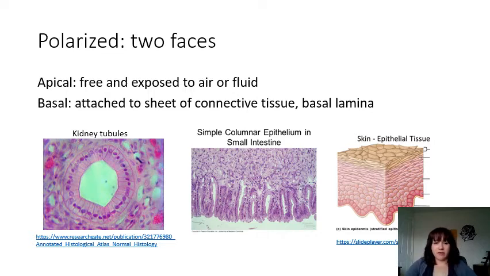The last example of a polarized epithelial tissue I'll show is the skin, right? And here we have many layers of cells. In these other examples, we had just a single layer of cells. In this epithelial tissue, you can see that there's multiple layers of epithelial cells. And the side that faces the air is going to be the apical side, and the side that faces the dermis is going to be the basal side. And you can see the basal lamina right here.